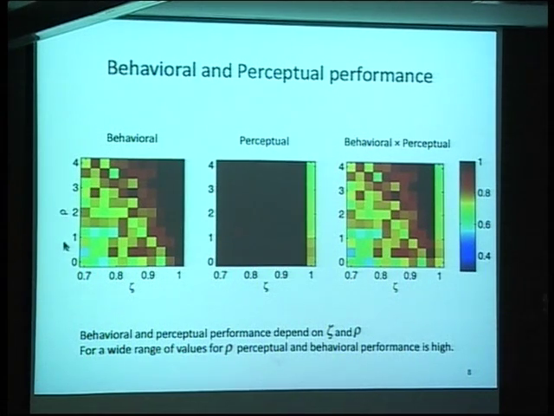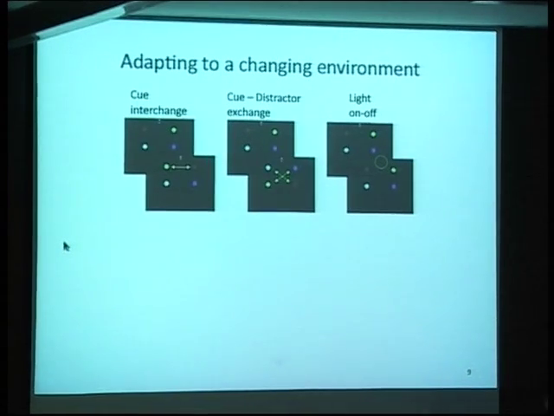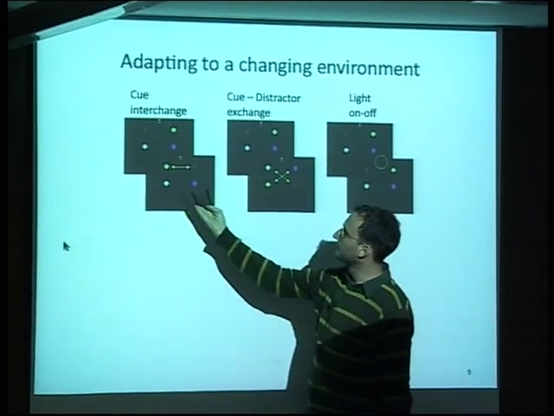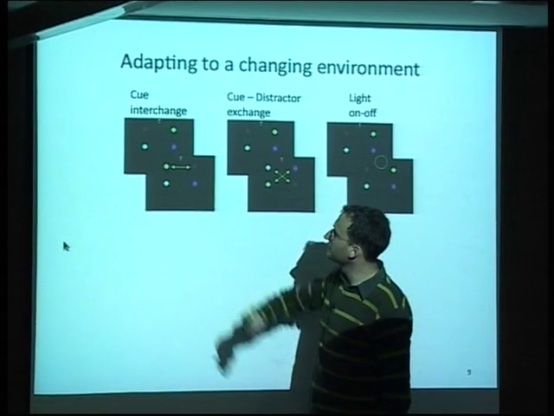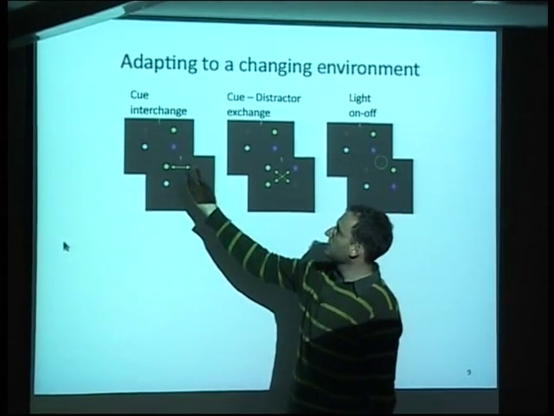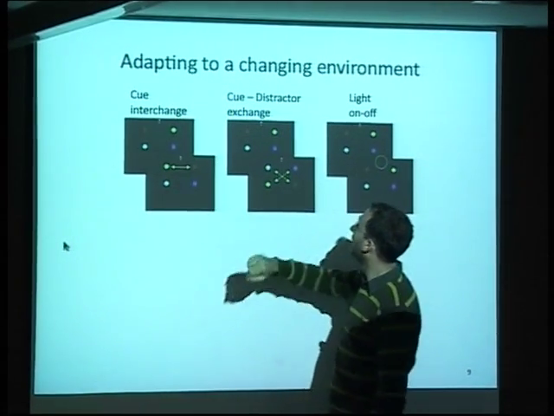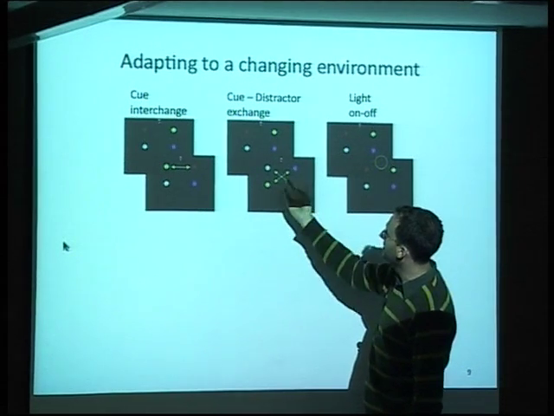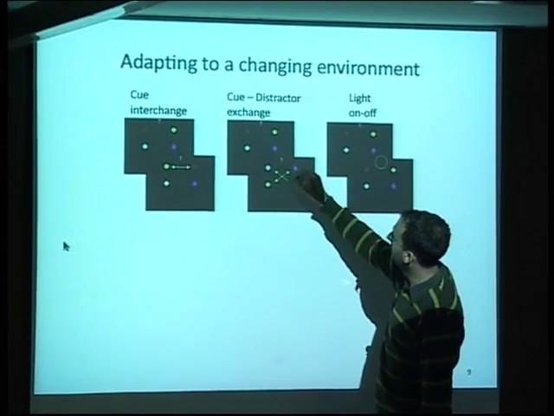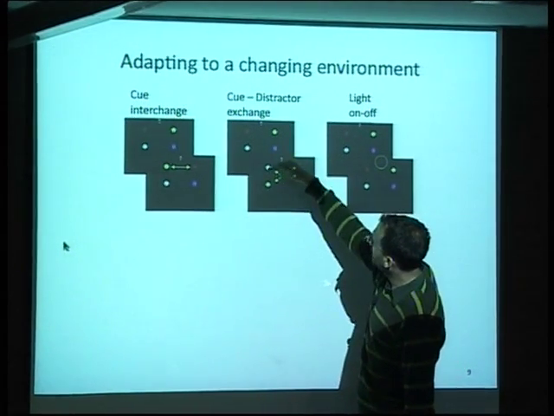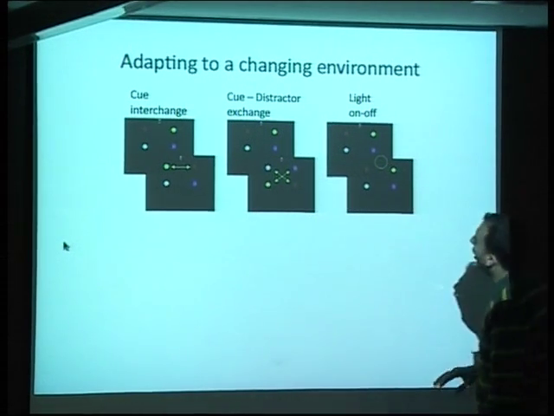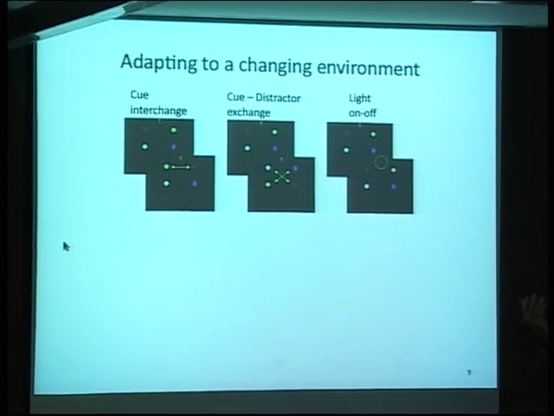What's now the next question is, how does the system deal with changes? We have looked at 3 different changes. In the same experiment, in this case just with two different start positions, we can exchange the cues, or we can exchange the distractors, that are the patches that are not relevant. So I exchange the cue with a distractor, or I can turn the light on and off.